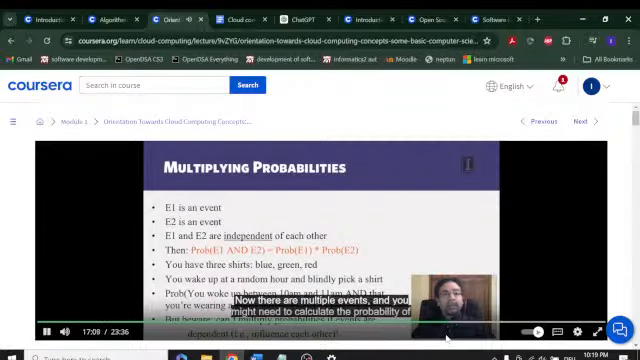Now, there are multiple events, so you might need to calculate the probability of conjunctions or disjunctions of these events. I'll describe what these are soon. So say E1 is one event, and E2 is another event, and E1 and E2 are independent of each other. This means that E1 does not influence E2, E2 does not influence E1. Then the probability that E1 and E2 both happen is essentially the multiplication of these probabilities. So you take the probability of E1 multiplied by the probability of E2, and that gives you the probability that both E1 and E2 are true.